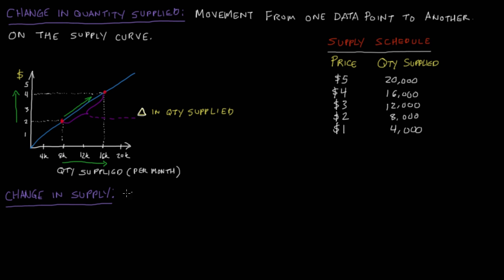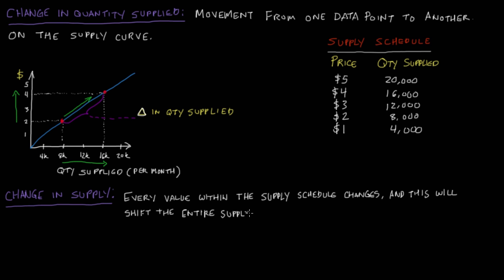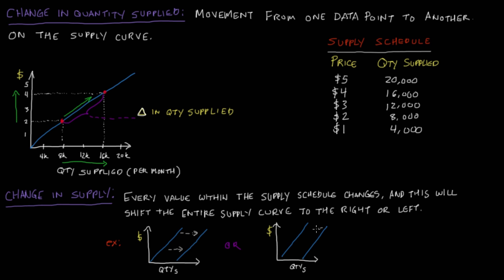Just as a reminder, a change in supply is not the same as a change in quantity supplied, which we discussed just a moment ago. A change in supply means that every value within the supply schedule changes, and this will shift our supply curve either to the left or to the right.